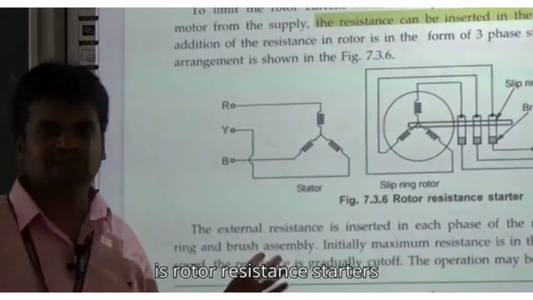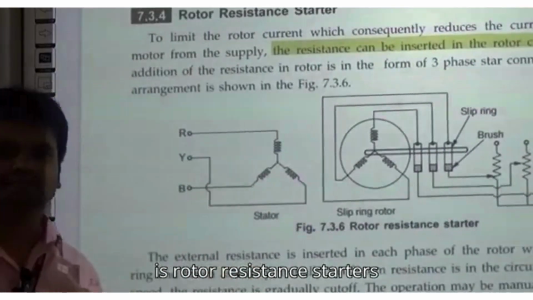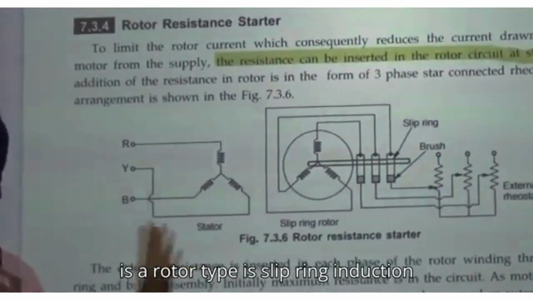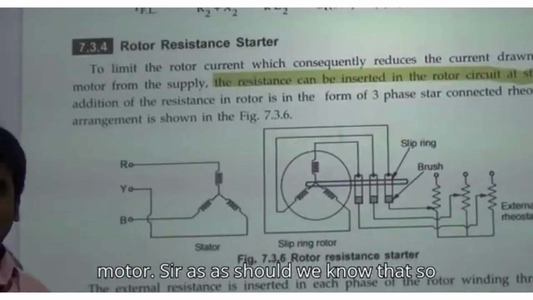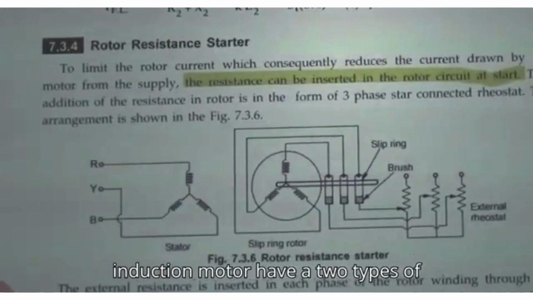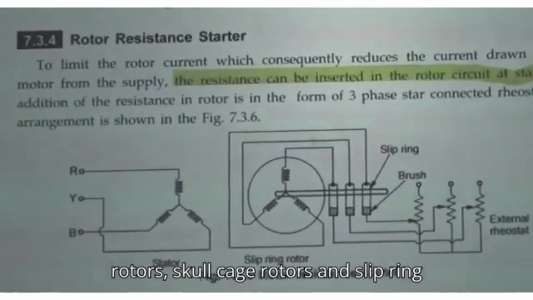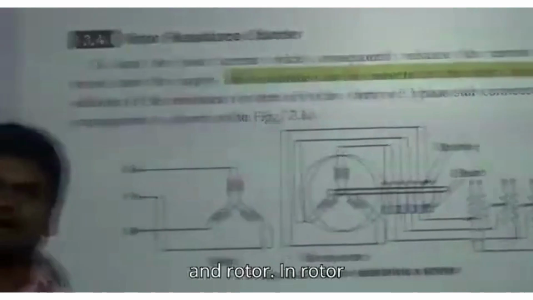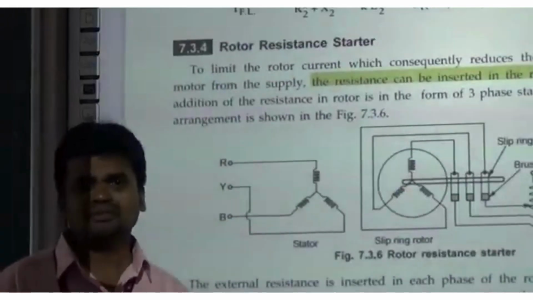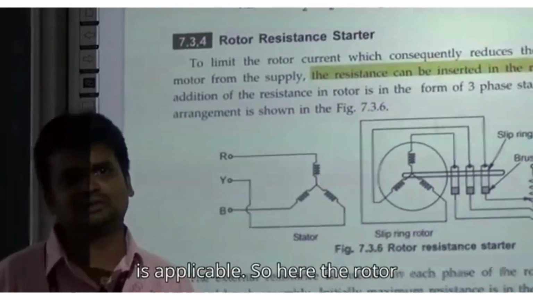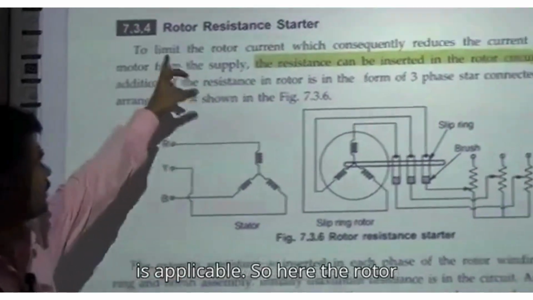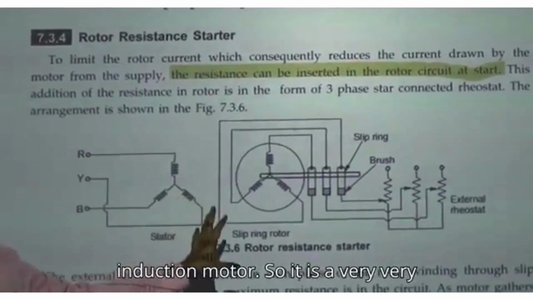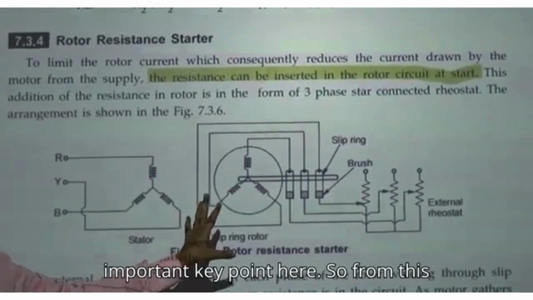For rotor resistance starters, the rotor type is the slip ring induction motor. As we know, induction motors have 2 types of rotors: squirrel cage rotors and slip ring rotors. For squirrel cage rotors, stator voltage control is applicable, and for the rotor control method, the slip ring induction motor is applicable. The name rotor resistance starter suggests that we are going to use a slip ring induction motor, so it is a very important key point.